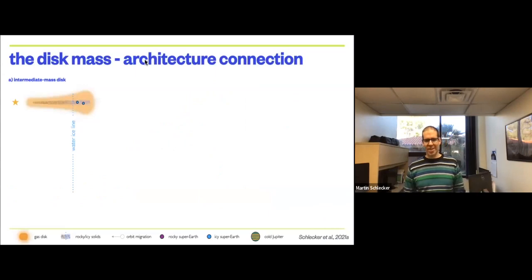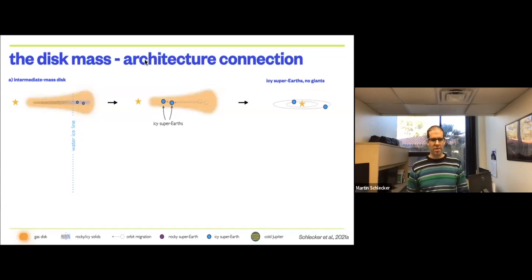Let me try to connect the dots for you in a little cartoon. So we have two cases. The first one, intermediate mass disk, it still has to be sufficient for planet formation. We need around 100 Earth masses in solids in order to form some super Earths. In this case, primarily icy super Earths form just beyond the ice line. They migrate inwards and become systems of volatile rich planets. We can measure them. They have low bulk densities, and we don't see any giant planets.